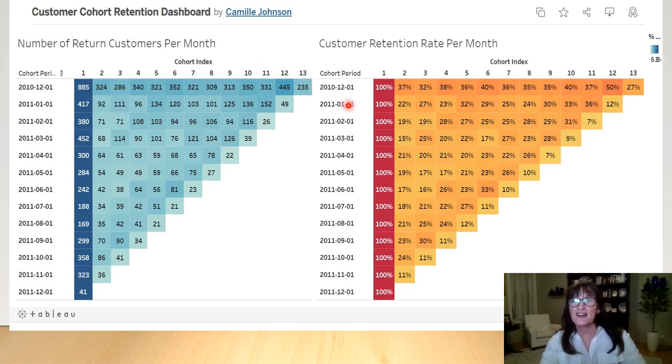In the second chart, these numbers have been converted to ratios, so we can get a true customer retention rate for each cohort, which was the original business question. For instance, down here in November, out of 323 purchases in the first month, 36 customers came back the next month for another transaction. That would mean that's an 11% retention rate.